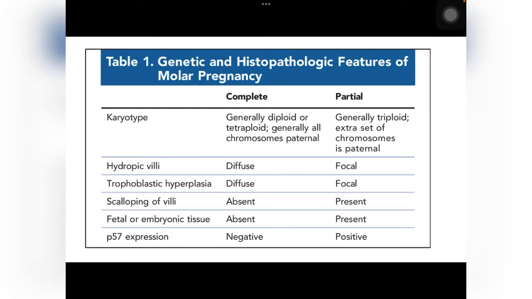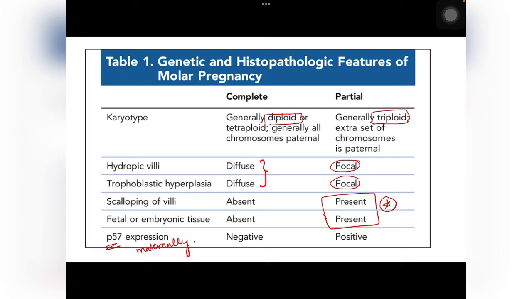So this is the difference between complete and partial mole. Complete mole is generally diploid. Partial mole is generally triploid. In complete mole, the hydropic villi and trophoblastic hyperplasia are going to be diffuse, whereas in partial mole they are only focal. Only in some places there will be hydropic villi, and in some places there can be trophoblastic hyperplasia. Scalloping of villi and fetal embryonic tissue are going to be present in partial mole. And P57 expression: this P57 is always maternally expressed.